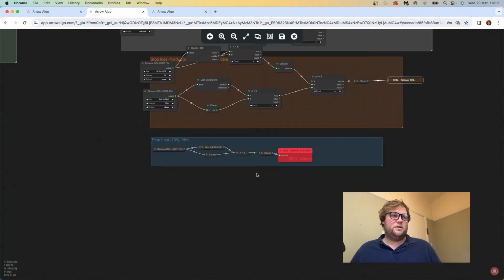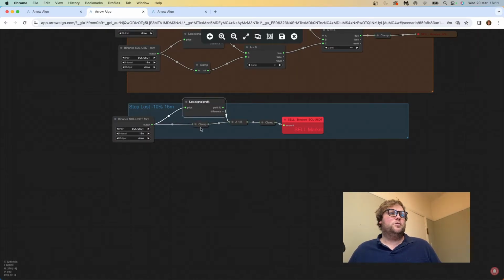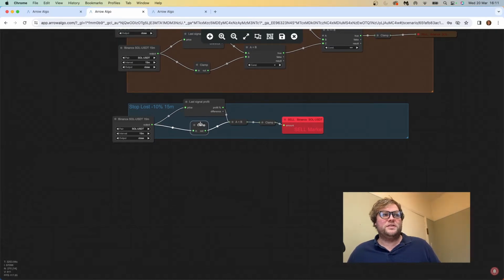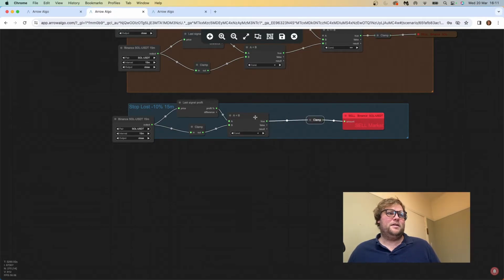And this stop loss here, the last one, is really for our doomsday scenario. We're looking at a 15-minute chart, again looking at the last signal profit, and we're asking if the price has dropped more than 10% in any 15-minute period, then we're going to get the hell out and sell there.